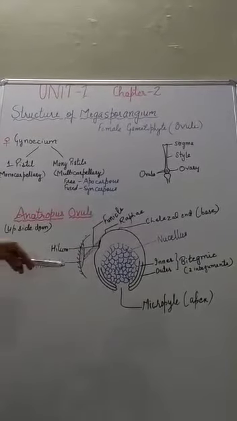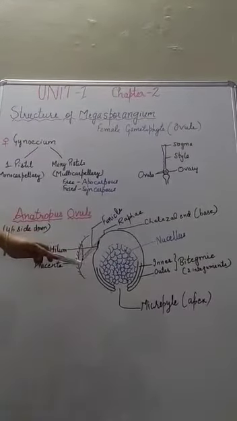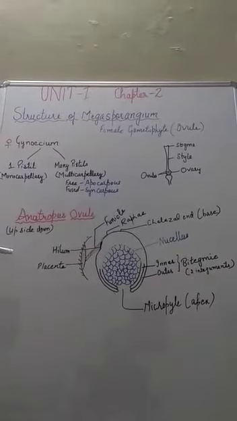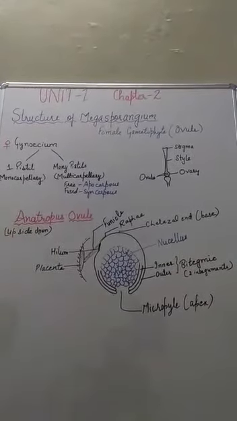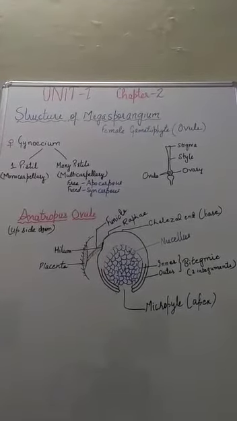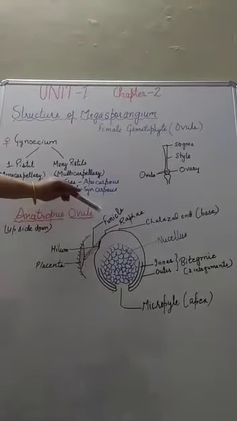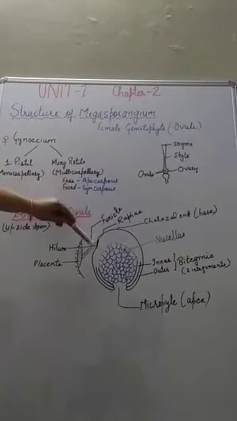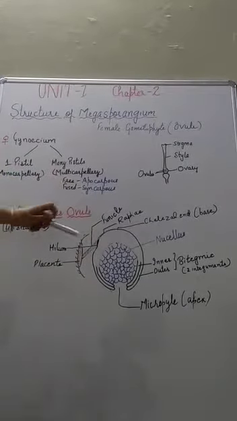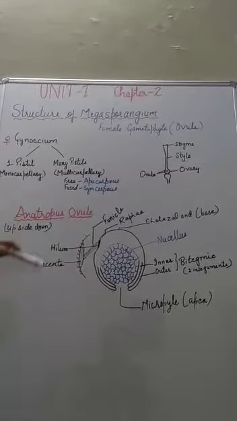So if we see the structure of this anatropous ovule, we can see here that this ovule is attached to a tissue which is called placenta. So inside the ovary, the ovule is attached to the placenta, that is a tissue to which the ovule is attached. It is attached by a stalk-like structure which is called funicle. And if this funicle is stretched over the ovule, then it is called raphe. The point of attachment between this tissue, placenta and the ovule is called hilum.